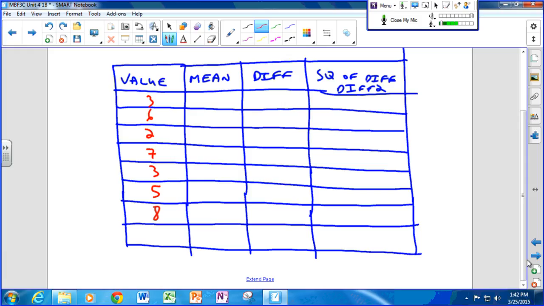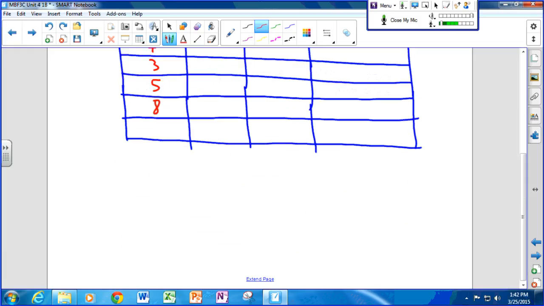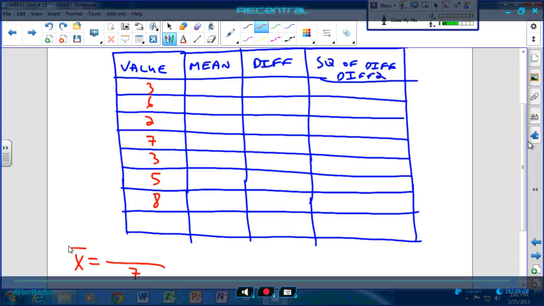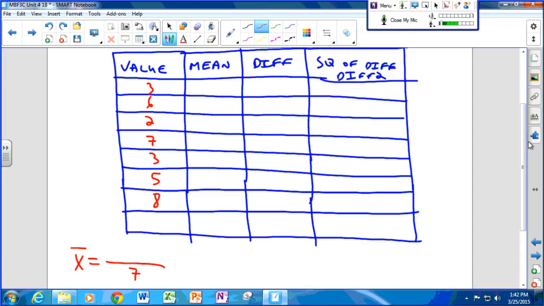Okay, so we have the value. Now we need to find the mean for these values. So the mean, x bar, is going to be the sum of all of those divided by 7. Now instead of writing them out in some big addition formula, just plug them into your calculator. 3 plus 6 plus 2 plus 7 plus 3 plus 5 plus 8. There we go. So we got 34. Okay.